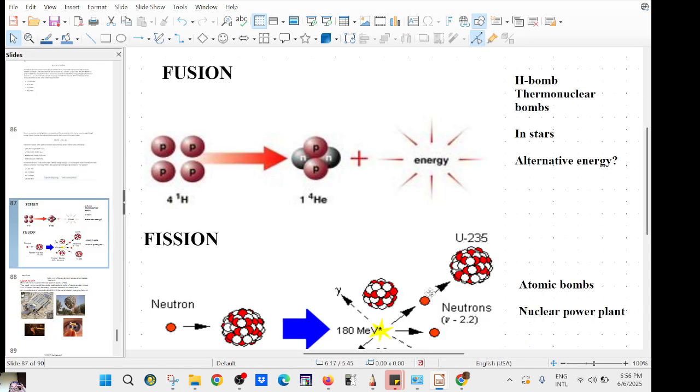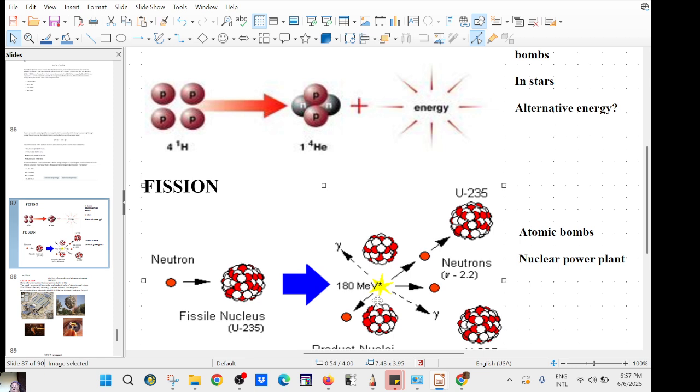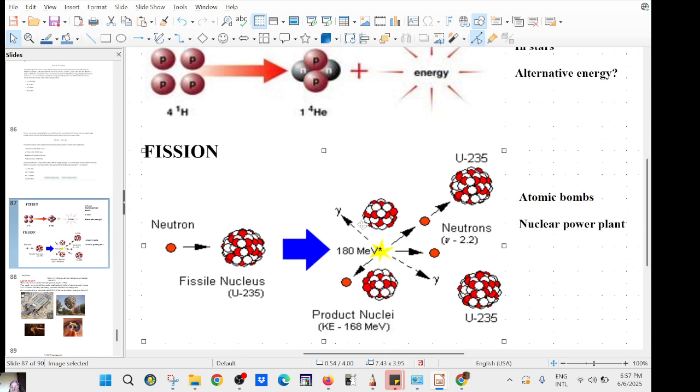It's the same idea when you have fission, inside a nuclear power plant or an atomic bomb, for example, or it can also happen in nature. You're going to shoot a neutron at uranium-235. It's going to split apart into different product nuclei, and it's going to release energy.